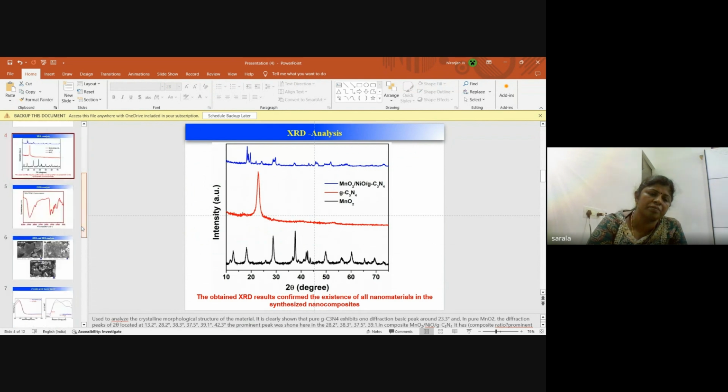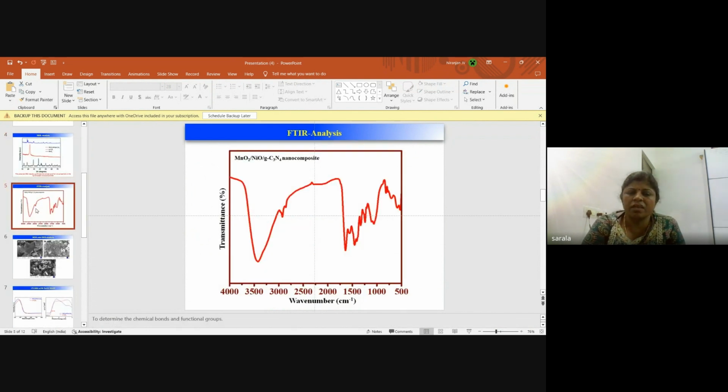After that, with the FTIR analysis, we have to find out the functional groups of the compound. The functional groups of the component: here, the manganese oxide, the oxidized compound, was the major product in this process. Here, the 3500 wavenumber range is mentioned.